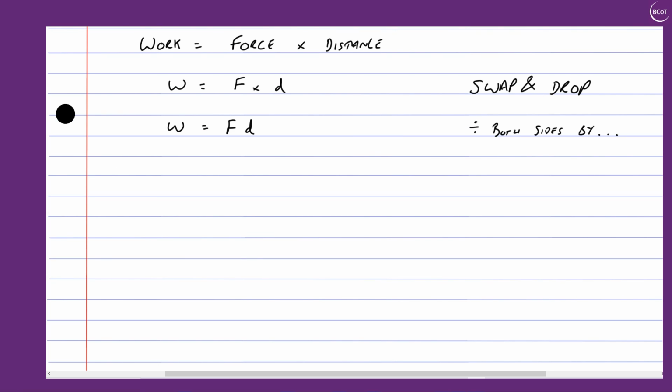The next rule that we'll be using a lot when we rearrange equations and formulas, or formulae, is what I call swap and drop. When we swap and drop, we're dividing both sides of the equation by a certain number or variable. These are like variables or terms in an equation. There's one you'll be using later on, which is work done.